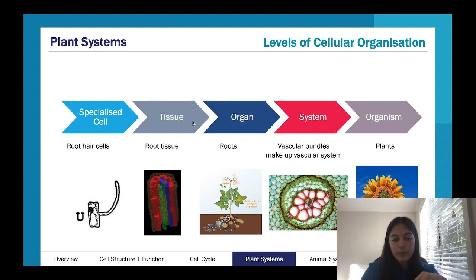In this specific example, our specialized cell is our root hair cells. So thinking at the root of the plant, they form tissue, they form roots. So that's making sense. And then this is the important part. This is an image that you will probably get used to, a diagram as well, of these little vascular bundles. A bunch of these vascular bundles together make up the vascular system of the plant. And then obviously that leads to the entire organism.